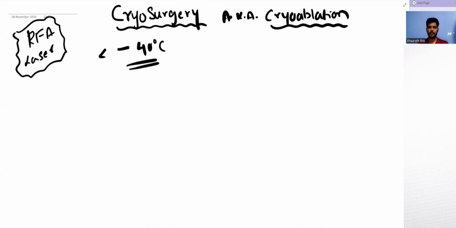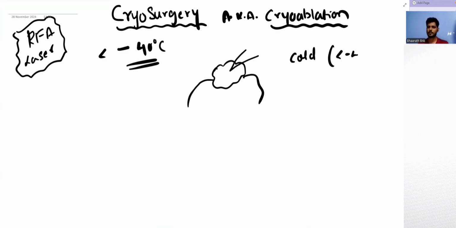So if you remember in the class of frostbite, we discussed that when a cell is exposed to such extreme cold temperatures, a significant amount of damage happens. Now, what happens in cryoablation is that we utilize that phenomenon and we subject a tissue, for example, a tumor or a skin lesion, to extreme cold. We insert a probe into this tumor and we subject this tumor to extreme cold temperature. Most of the time it is less than minus 40 degrees Celsius. When you subject this to extreme cold temperature, just like in frostbite, there is some damage that happens to these cells.